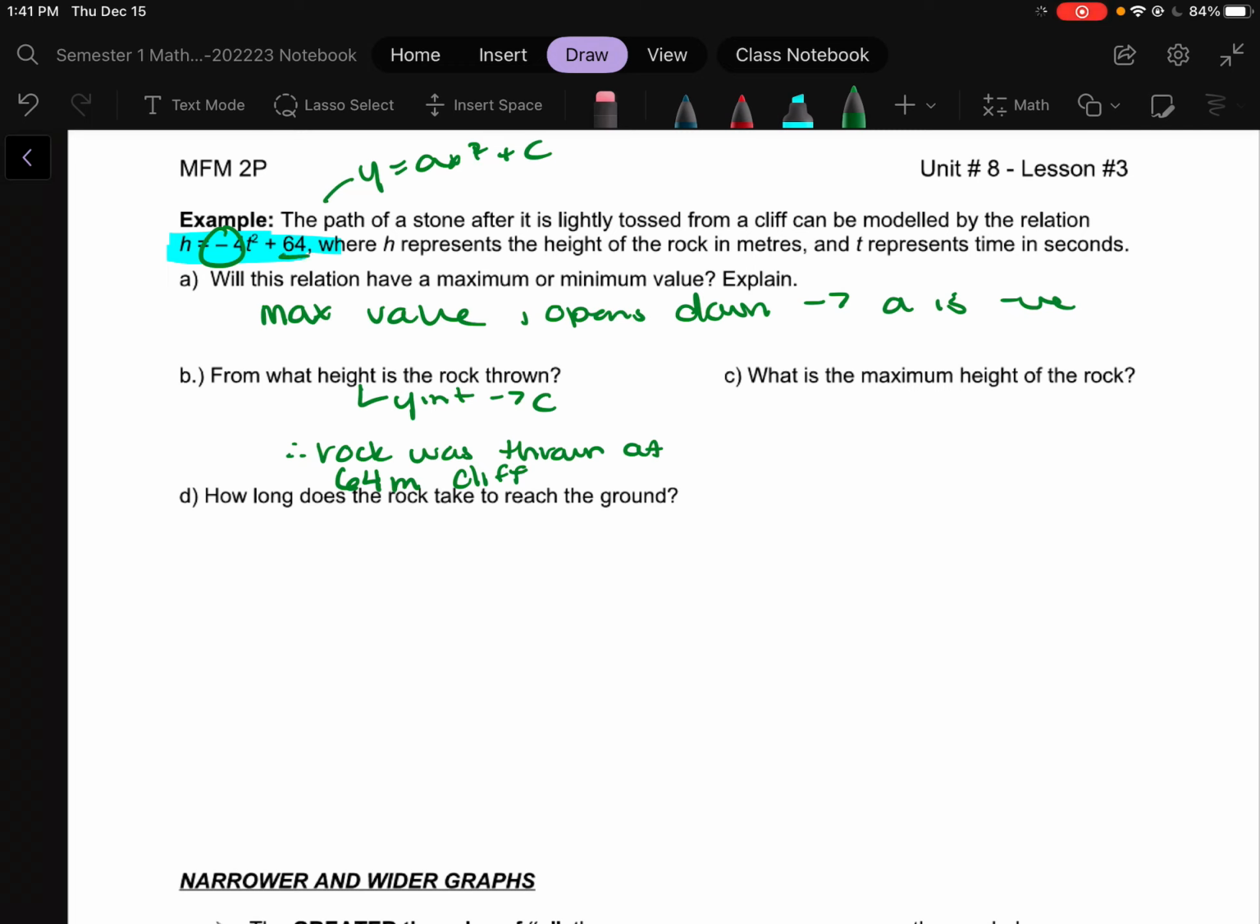What is the maximum height of the rock? So that is also the y-intercept. So the max height is 64 meters. And then it says it's lightly dropped, not thrown into the air at first. Okay? So it's lightly tossed. So because of that, that's why.